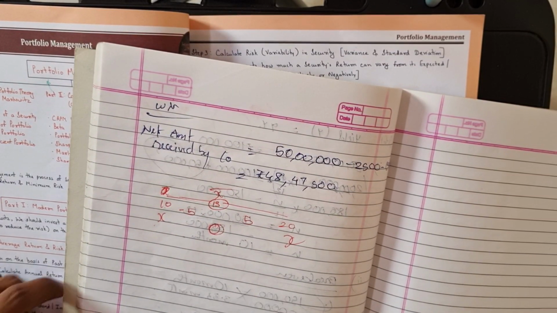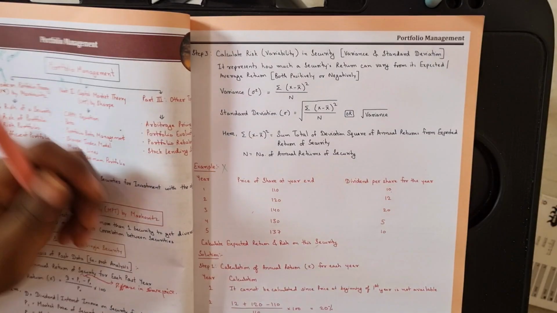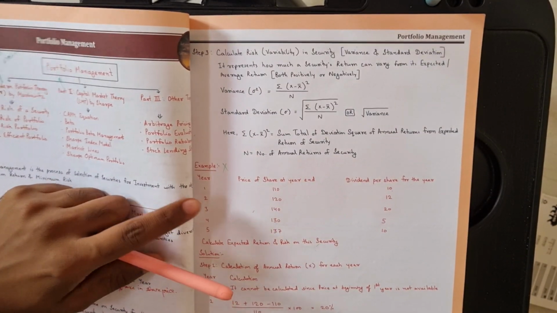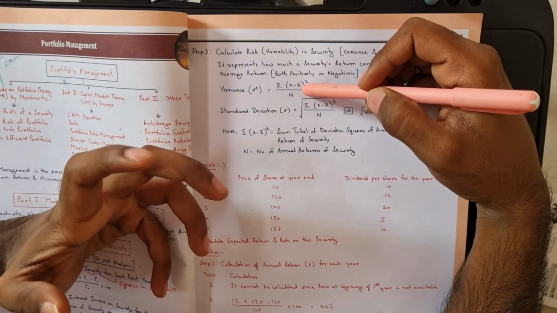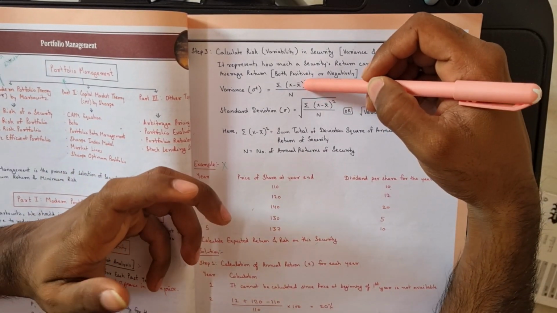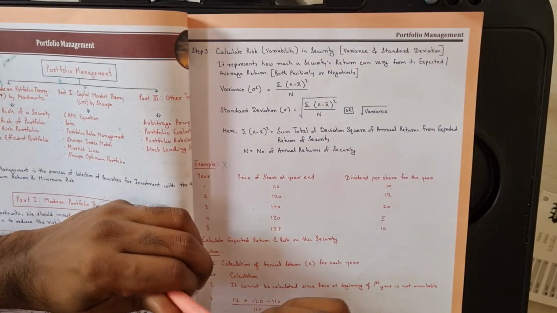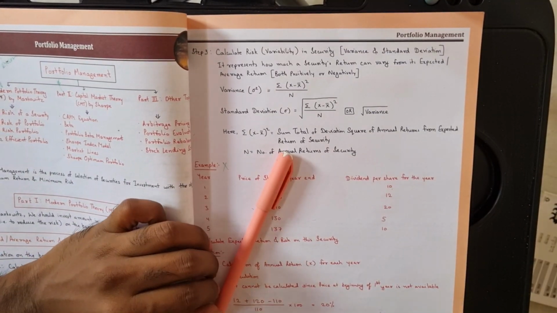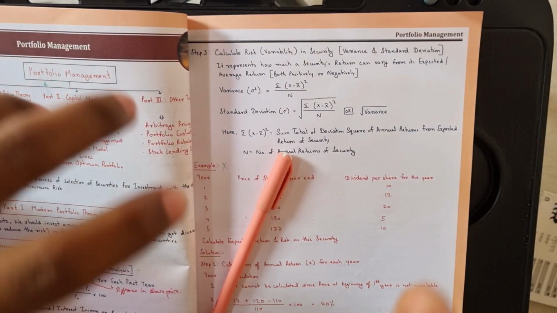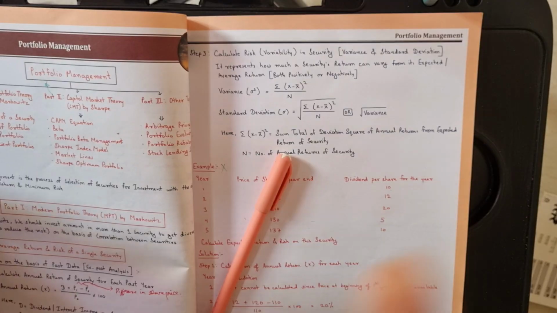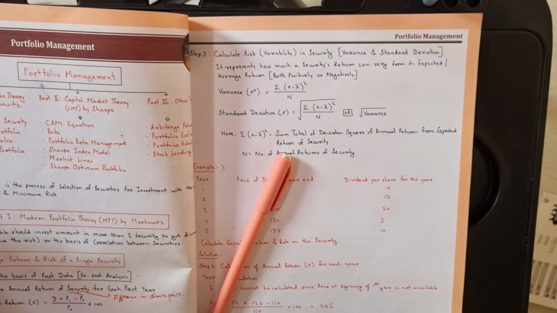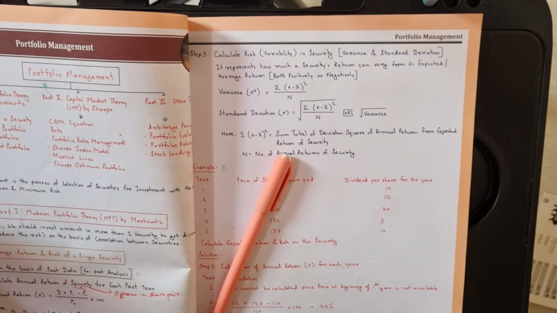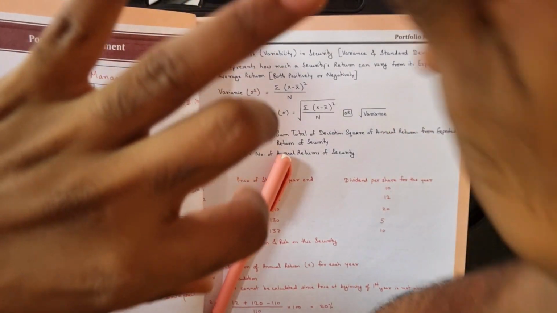So what we can do is square it. When we square it, we get a good figure. Then we divide it by n. Now when we get this amount, it will be squared. All the calculation in this chapter will be in percentage, keep that in mind. Return was in percentage, risk was in percentage.